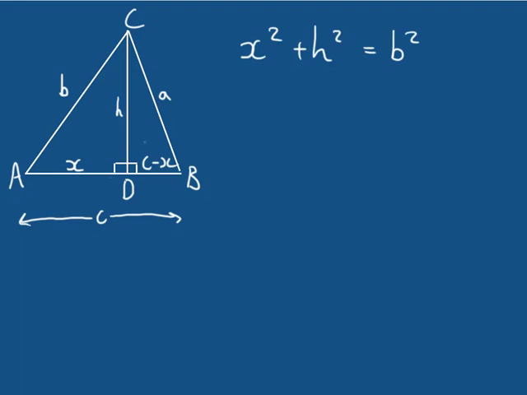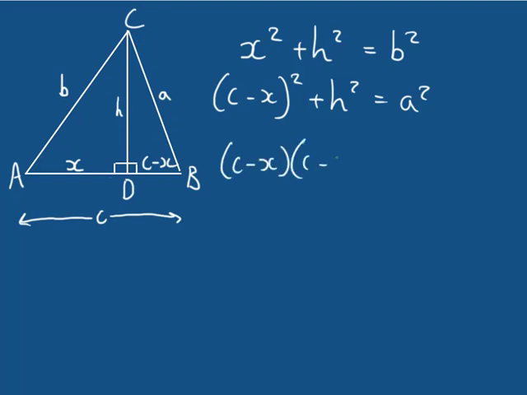We can do the same thing to BCD. In this case, we're going to have this edge, which is c minus x. So c minus x, all of that squared, plus h squared is equal to, and the hypotenuse of this triangle is a, so it's equal to a squared. Now, since we have this in parentheses, I do want to expand this entire equation. So this is going to become c minus x, squared, plus h squared is equal to a squared.